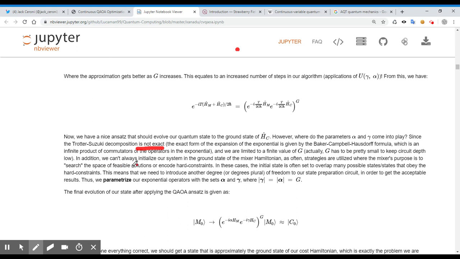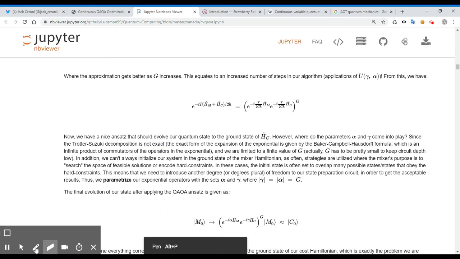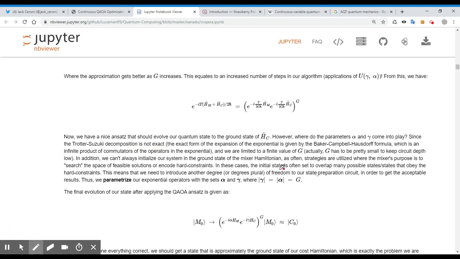In addition, we can't always initialize our system in the ground state with a mixed Hamiltonian, as often strategies are utilized where the mixer's purpose is to search the space of feasible solutions or encode hard constraints. In these cases, the initial state is often set to overlap many possible states. Exactly. So like a superposition, right? That they obey the hard constraints.